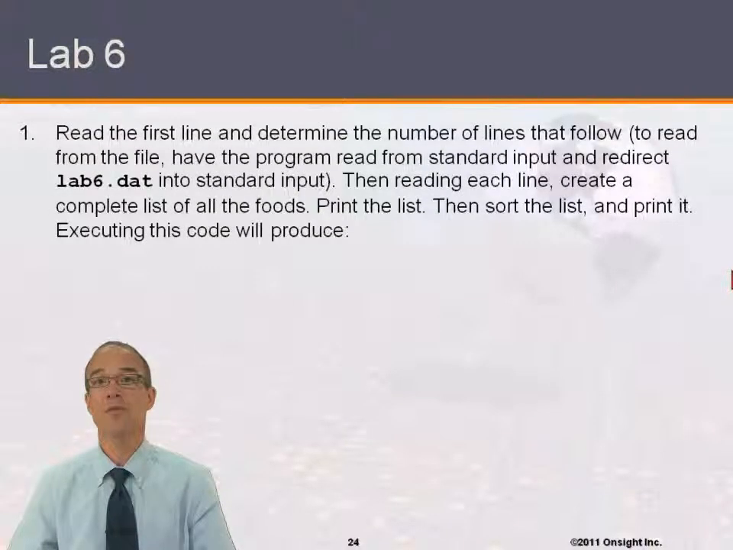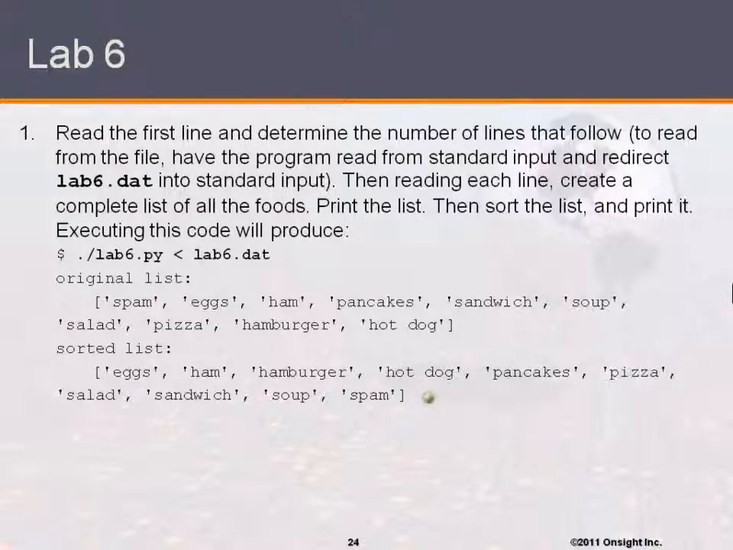Here's what I want you to do. Read the first line, determine how many lines follow. Then reading each of the following lines, create a list of all the foods in that line. So basically we're going to create a list of all the foods, then print the list, sort it, and then print it. So in our example we just saw before, we're going to execute ./lab6.py, redirect lab6.dat into standard in, and then we'll basically collect all the items into a single list, print it, sort that list, print that list sorted.